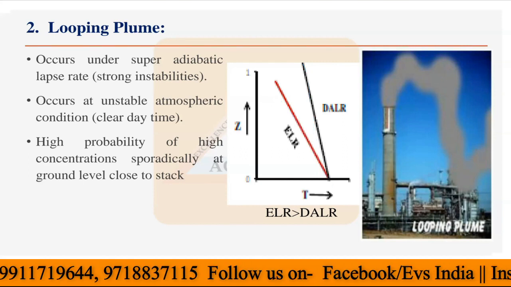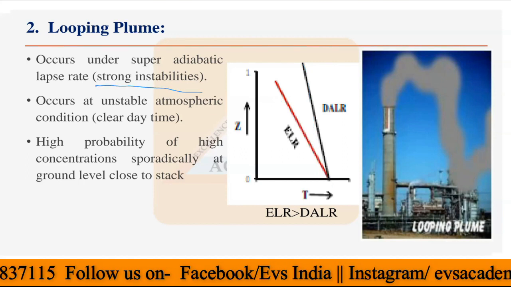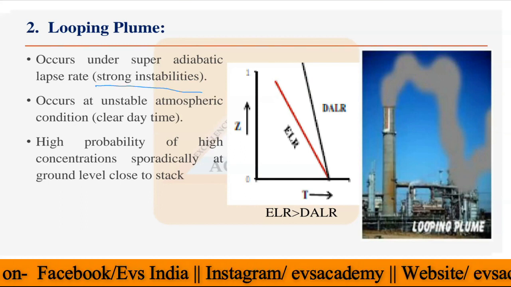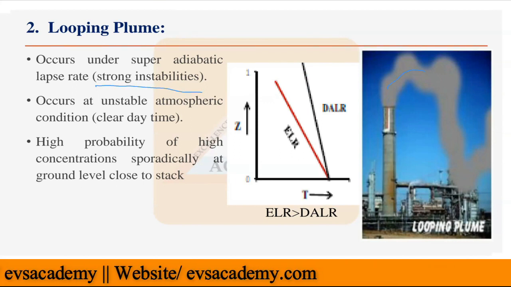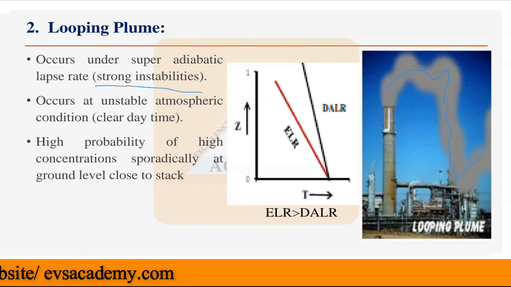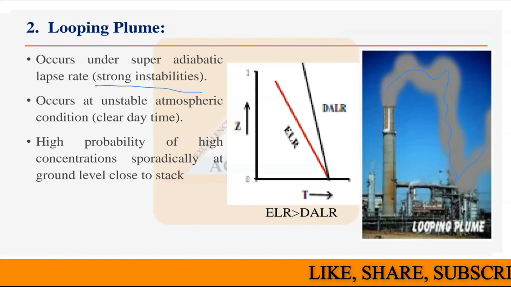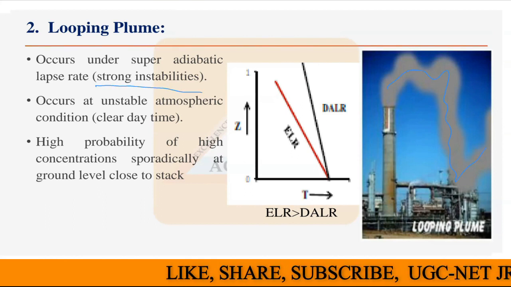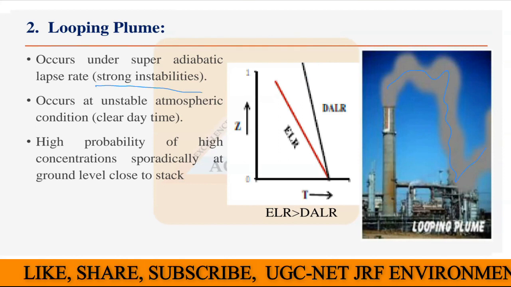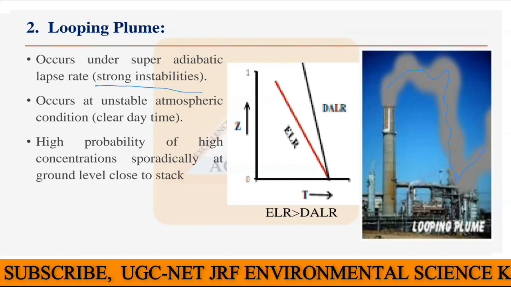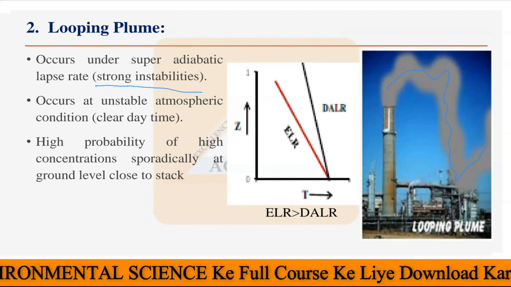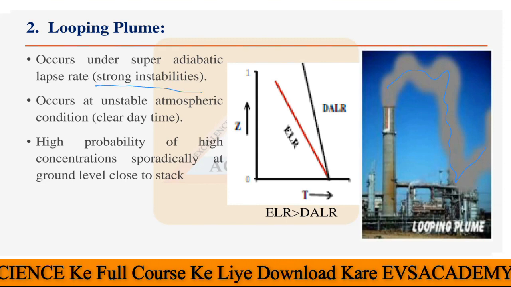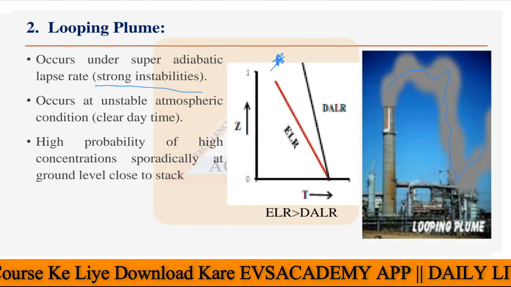And I have already told you instabilities or strong instabilities are very, very beneficial for pollutant dispersion. So here you can see pollution is not kept in one place. It is just going away easily by the dispersion. It occurs at unstable atmospheric condition, which only occurs during the noon time, afternoon time or during the daytime. So there is high probability of high concentrations sporadically at ground level close to the stack. It is not that much beneficial, but still it is beneficial because of the unstable environment. This is the looping plume. So this graph you have to remember, again very important.